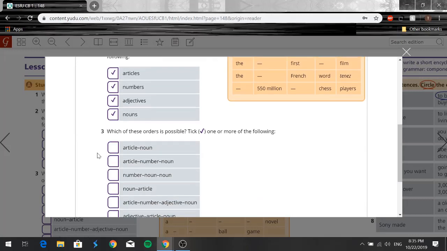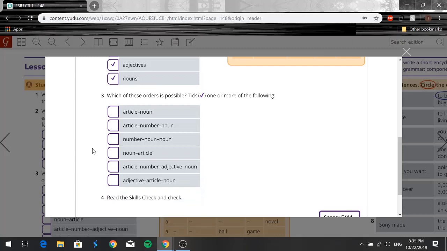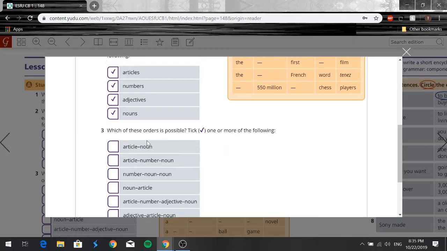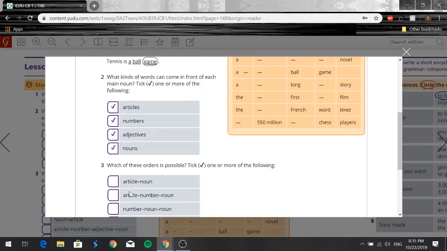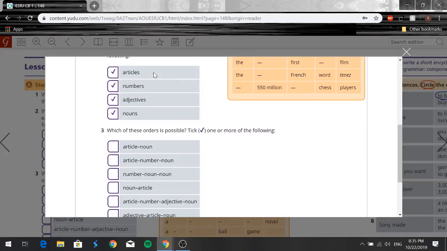All right? Now let's go to A3. Which of these orders is possible? Take one or more of the following. All right, so here he's giving us options on which one is going to be the correct one. So for example, if I say an article plus the noun, right? So article as in a, and let's say no adjectives here. If I say a story, is that grammatically correct at least? Yes, it is. So we'll tick it, right?